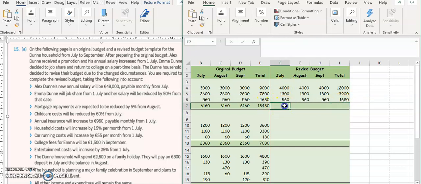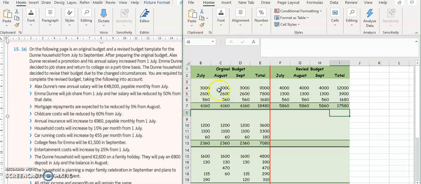And then we get our total for July, like we did in the original. So you're going to add up your column: 4,000 plus 1,300 plus 560. Same for August, 4,000 plus 1,300 plus 560. And again, 4,000 plus 1,300 plus 560, and then the total: 12,000 plus 3,900 plus 1,680. So that's now our revised budget.